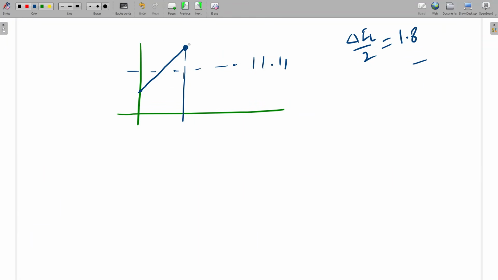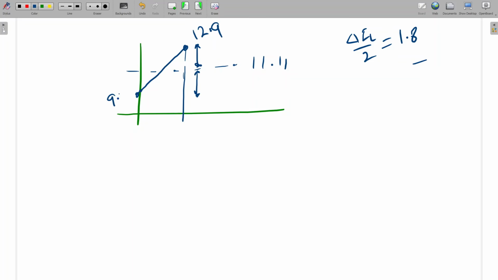So how much will this value be? Anyone tell? Maximum and minimum value. Here we have to add, and here we have to subtract delta IL by 2. Can anyone add and tell what will be the value? So 11.11 and 1.8, it is 12.9. This will be 12.9. And this will be how much? 11.11 minus 1.8 is 9.31. And this one 9.31.